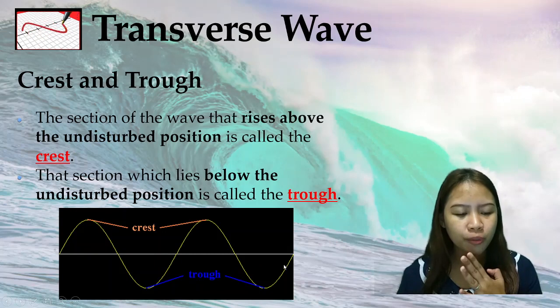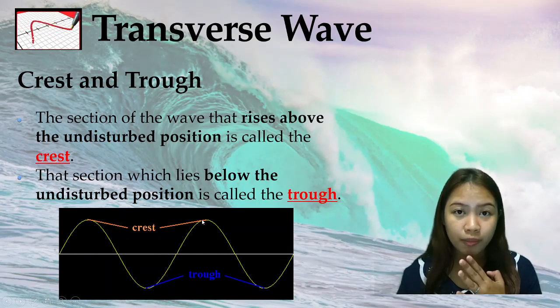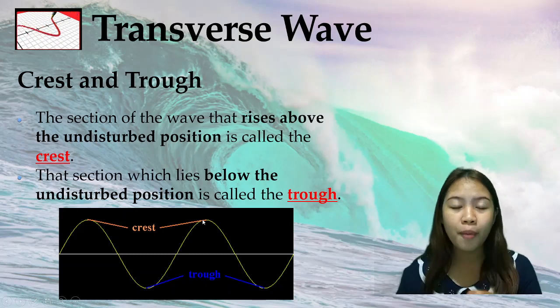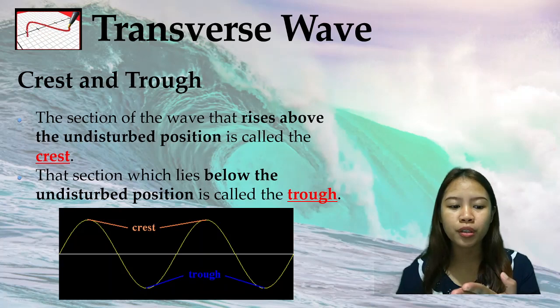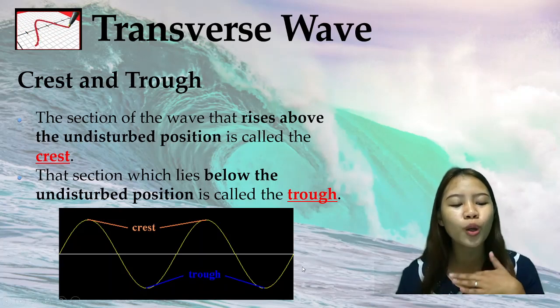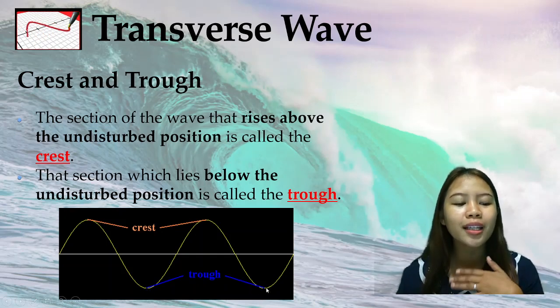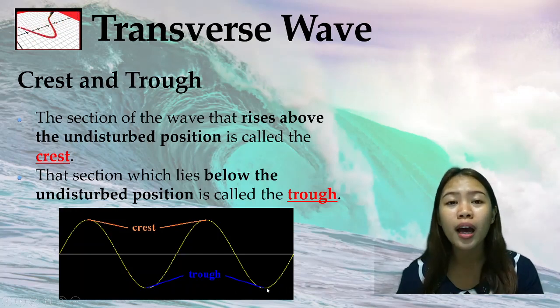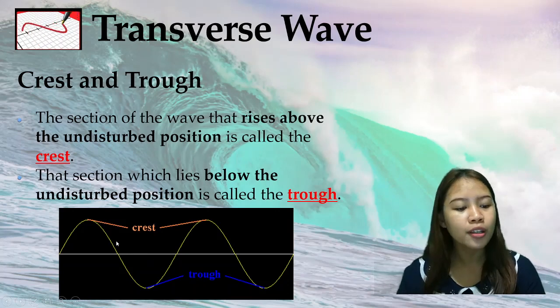Undisturbed position. Now, the crest is at the highest point. Crest na siya. Above. That is above the undisturbed position. Now, what is this trough? The trough naman niya is below the undisturbed position. So, meaning, siya man ang maximum point, but then, it is located below the undisturbed position. Okay? So, sa babaw, si crest, sa dalom si trough.